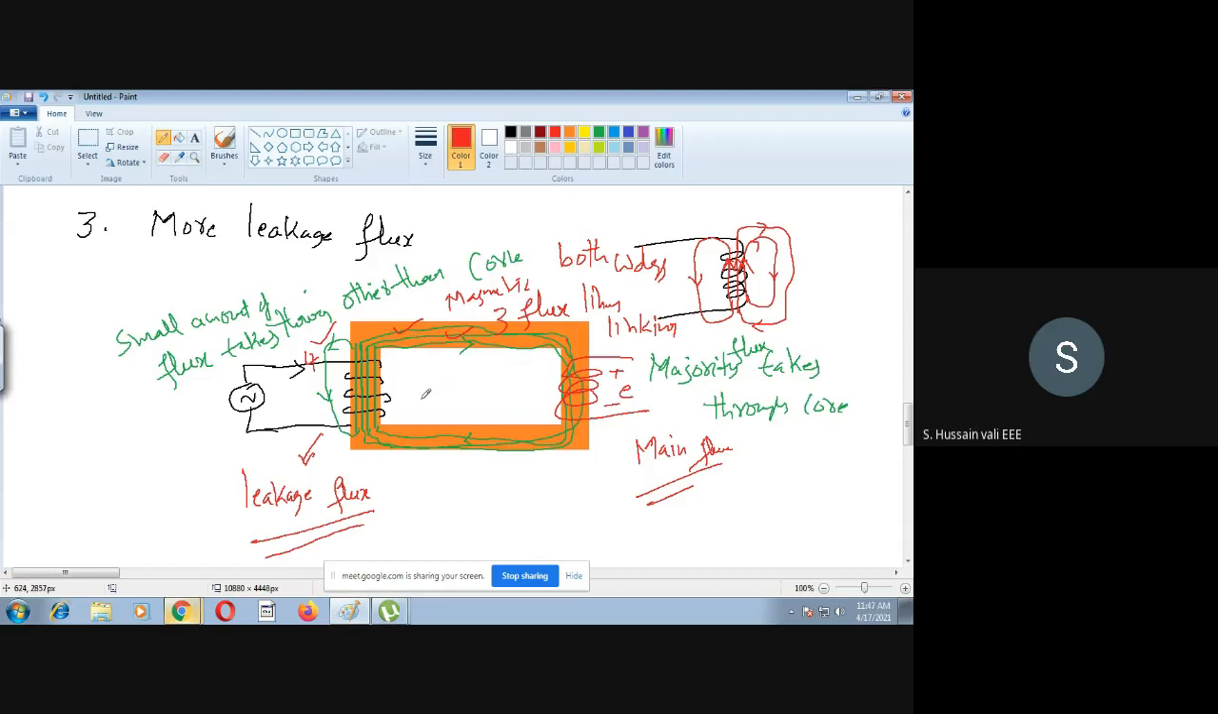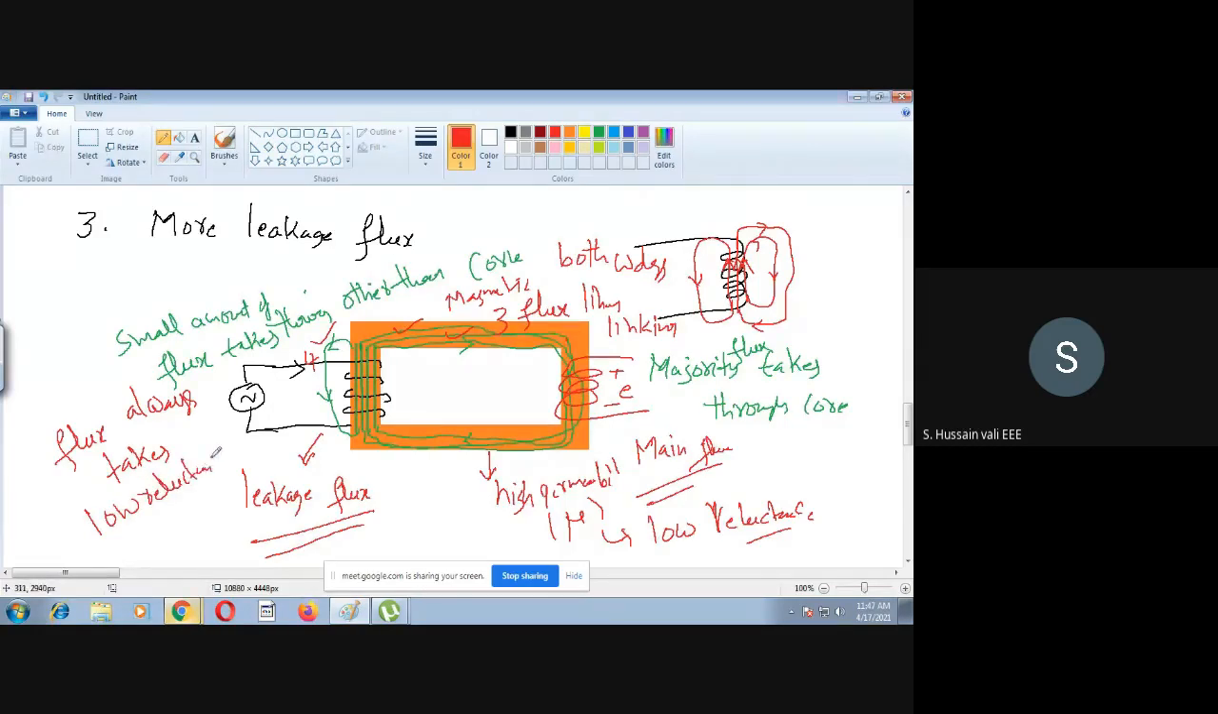Why it is very less in case of the magnetic core is that majority of the flux will travel through the core. Why? Because the magnetic core has high permeability, as we have just seen in the second point. It has high mu, so its reluctance is low. If the reluctance is low, then flux always prefers the low reluctance path.